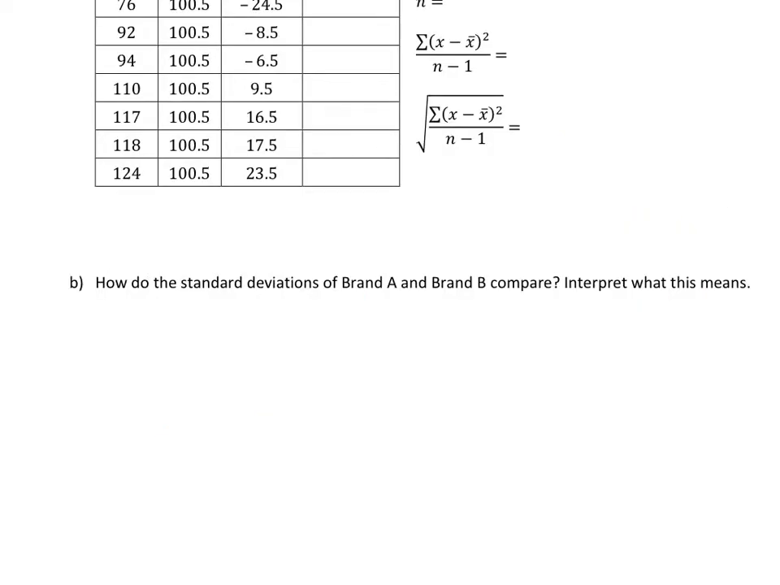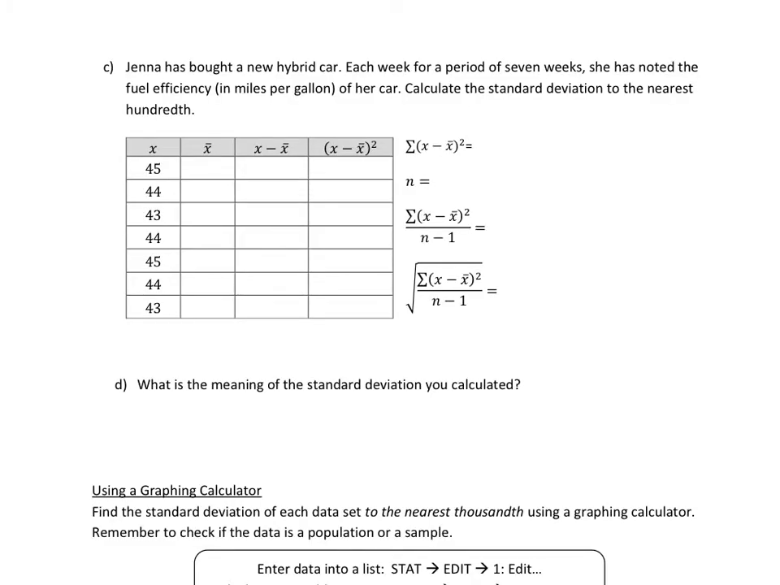For letter B, I just want to make a generic statement here. Remember that when we have a larger standard deviation, the data is more spread out. When we have a smaller standard deviation, that means the data is closer to the mean. So again, the larger the standard deviation, the further the data is from the mean. Again, I want you to do letter C the same way I did A on the previous page, and also letter D.